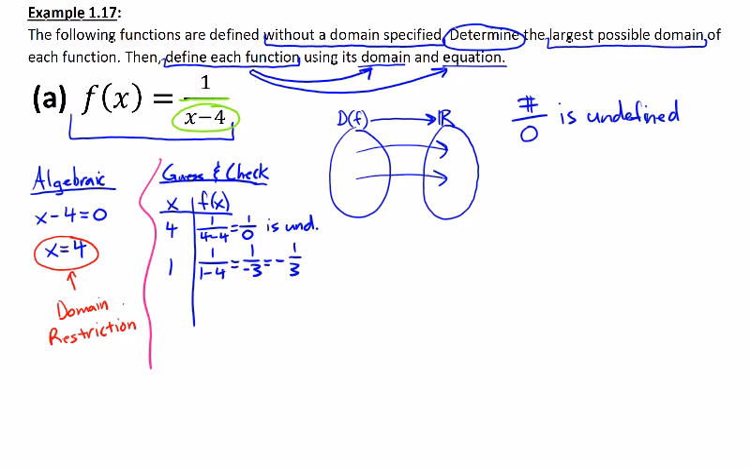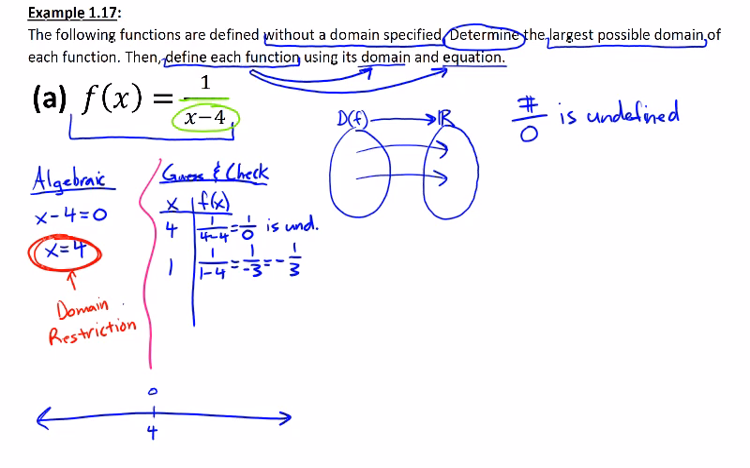Now, to summarize the domain, I need to use interval notation. Going back to what we did in example 1.4, we were discussing the idea of infinite sets and having to combine them together. So if I know that x equals 4 represents a domain restriction, let me set up a number line. We're going to call that 4. And if I want to restrict 4, I'm going to put an open boundary at 4.